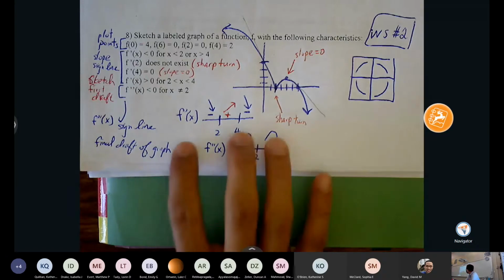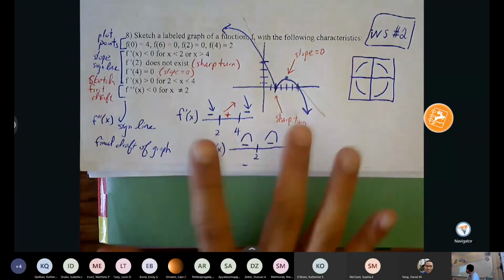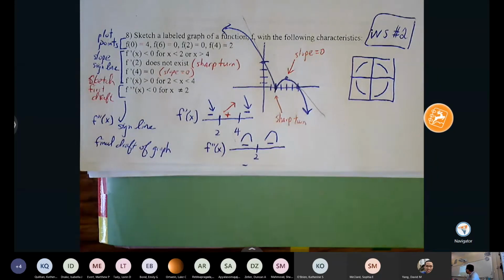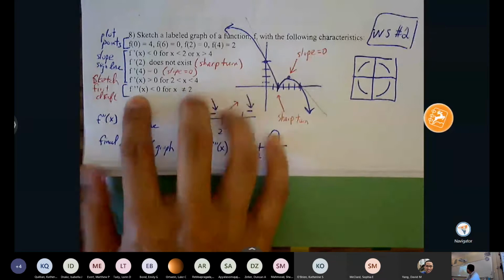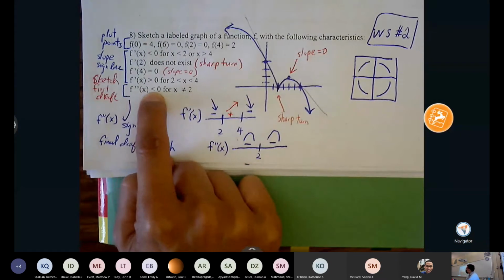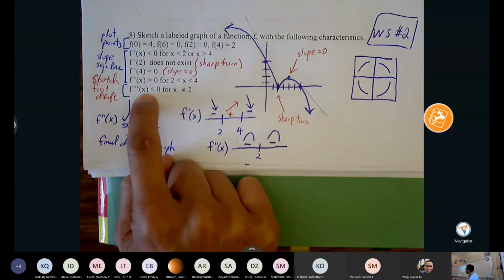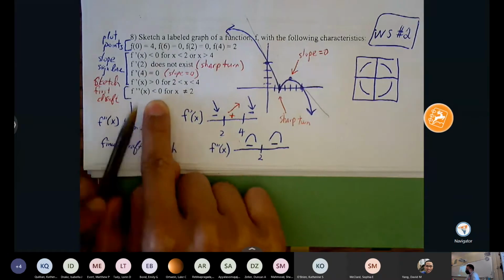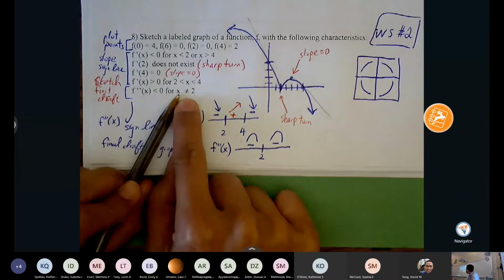Okay. We'll do another one of these with Worksheet 3, but I want us to just have a couple of goes at these problems. Yeah. How did you get concave down? Okay, concave down. It's because f double prime is less than 0. So if we have negative concavity, that's concave down. For both? For both, right? Because it says for x doesn't equal 2.